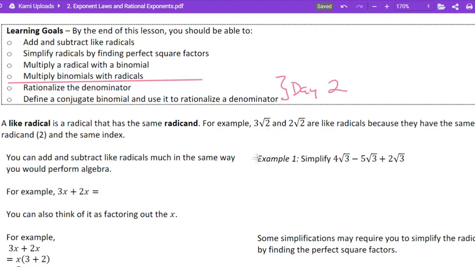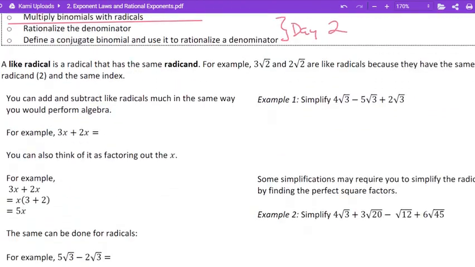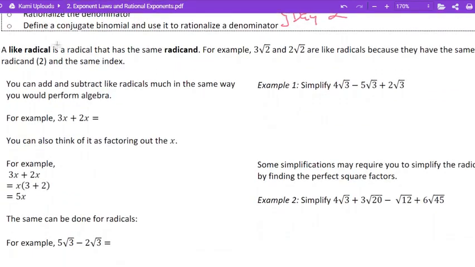Notice this course has so many new ideas and words. All right, so we're going to use the term like radicals, and that's like collecting like terms. Remember when we were collecting x squared because they were like terms? Well, a like radical is a radical that has the same radicand. So 3 root 2 and 2 root 2 are like radicals because they have the same radicand, the same number under the square root.